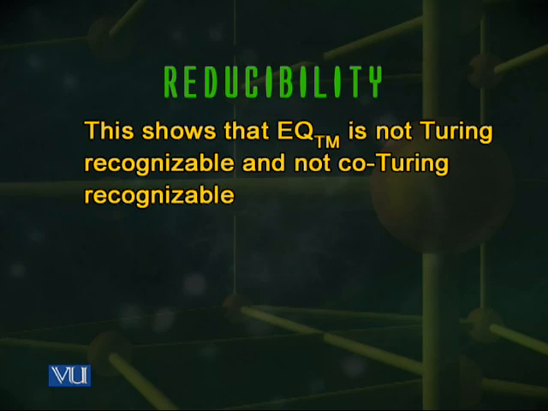So, EQTM happens to be a language which is extremely general, extremely difficult. You cannot have a Turing machine that recognizes this language or its complement. So it's an extremely bizarre, difficult question. If somebody gives you two Turing machines and asks whether they accept the same language, this question is extremely difficult.